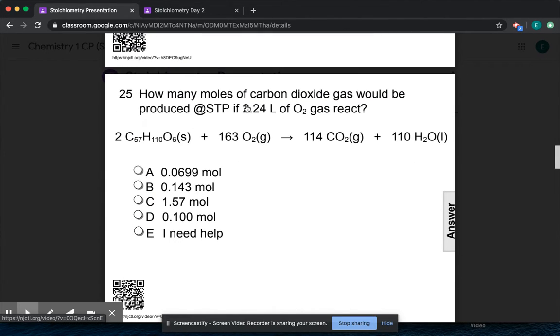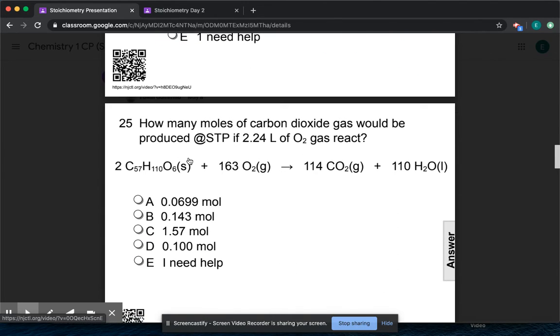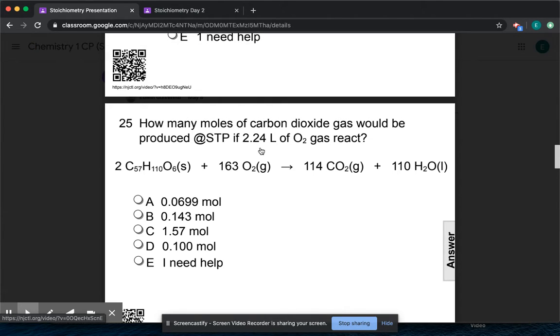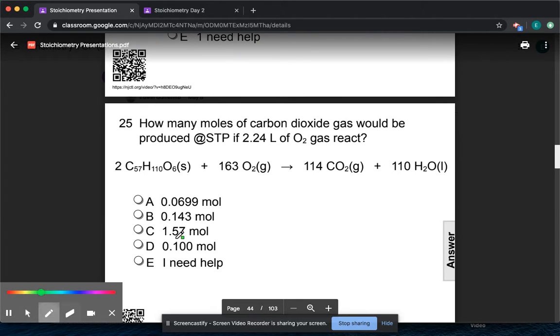So how many moles of carbon dioxide would be needed to produce? Now, how many moles of carbon dioxide would be produced if 2.24 liters of gas reacted? So this told us how many liters of oxygen we have.